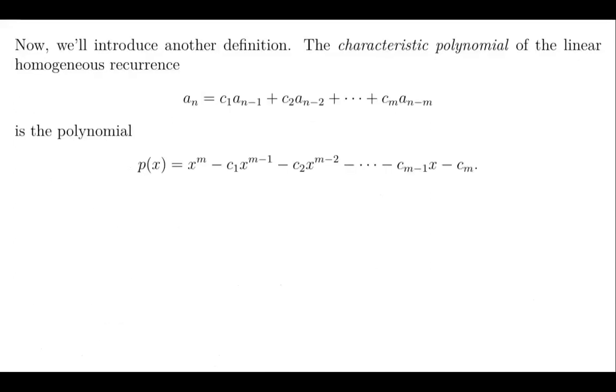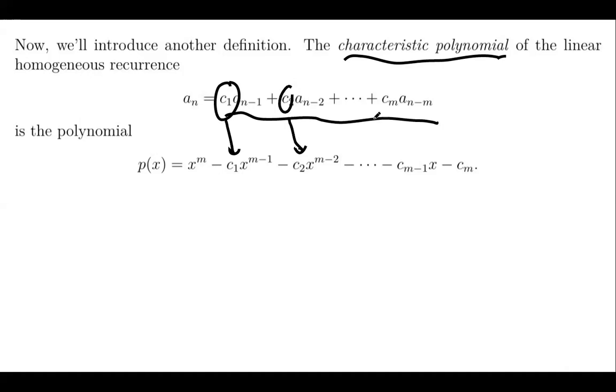Okay, now we'll keep going. So the characteristic polynomial of a linear homogeneous recurrence, so this is the same thing we were talking about earlier. This thing has something called a characteristic polynomial. And what that is, is a polynomial that's formed out of all of these coefficients here. So notice how C1 goes there, C2 goes there, and then Cm goes at the end. And also notice that the x is raised to the degree of whatever m is.